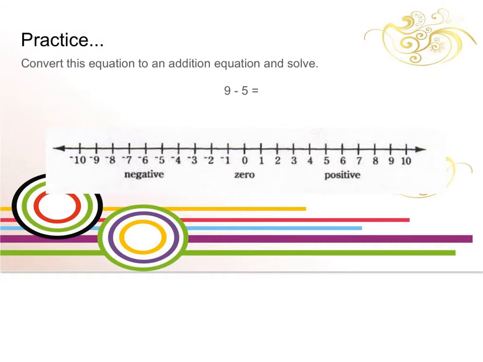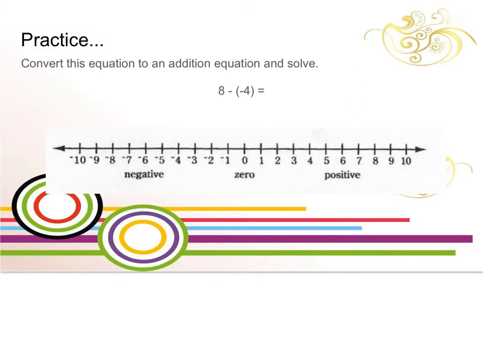So let's practice here. We're going to convert this equation to an addition equation and solve it. We will keep the first addend, which is a 9. Instead of subtraction, we're going to add, and instead of a positive 5, it will be a negative 5. So on my number line, I would start at 0. I would move 9 forward, and then I would turn around and go 5 backwards. And my answer is 4.